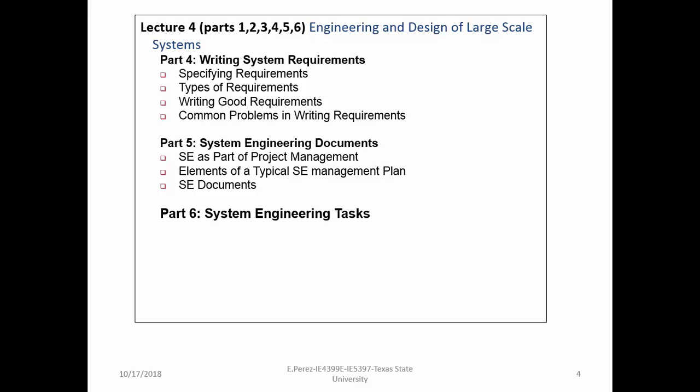And then in part 5, we talk about the systems engineering documents. And again, this is also relevant for your project. So these are the documents that you are going to generate for the final report of your project. So you need to understand what they are, what they are needed for, and what needs to be written, and what needs to be part of each one of those documents.